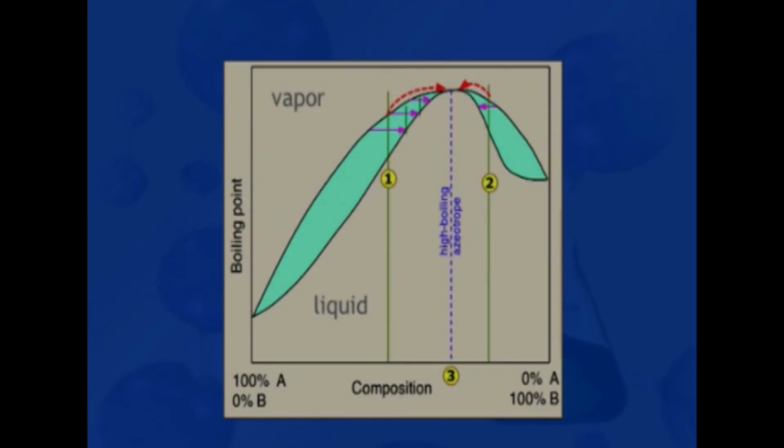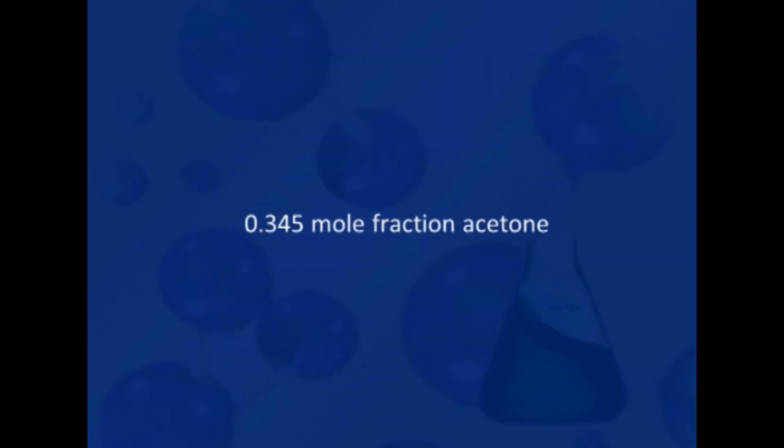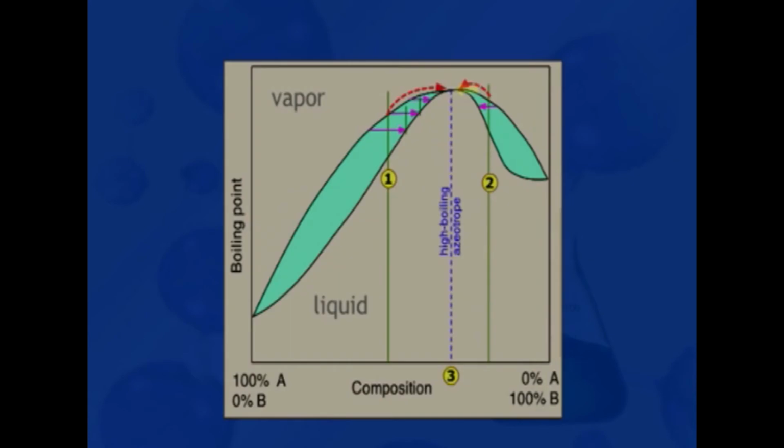This figure shows the constant pressure phase diagram for a maximum boiling azeotropic mixture of acetone and chloroform. The azeotropic composition is 0.345 mole fraction acetone. At this point, the mixture boils at constant temperature 84.5 degrees Celsius at 1 atmosphere pressure and without change in composition. There are several liquid pairs which show maximum boiling azeotropic behavior.